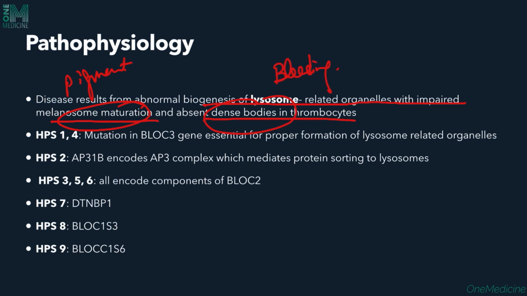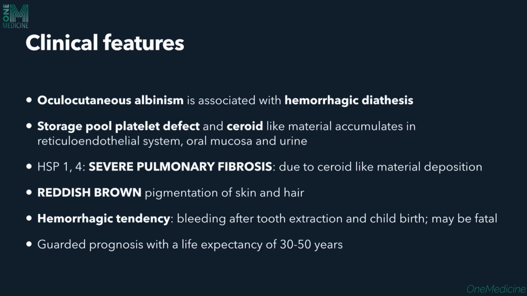Okay, there are 9 types, 1, 2, 3, 4, 5, 6, 7, 8, 9, and the respective genes, which you don't have to remember so much. Clinical features: you find oculocutaneous albinism along with hemorrhagic diathesis. These are the 2 important features. The storage pool of platelets which has aggregating property will be lost here. That will not be present.